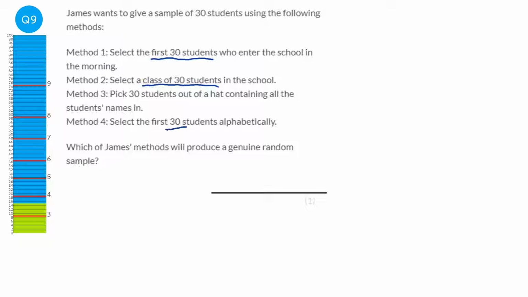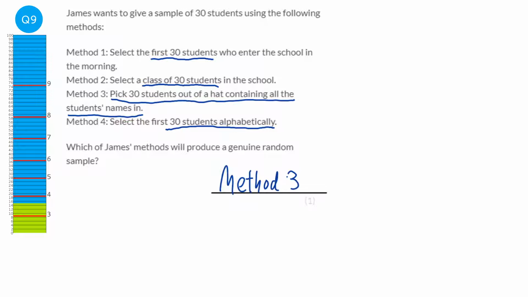It might seem that it's fair picking the first 30 students alphabetically, so A to F or whatever, but again, that's not fair because the people at the end of the register don't have an equal chance of being picked. So you need to make sure everyone in your population has an equal chance of being picked. So picking 30 students out of a hat containing all the students' names in is definitely the fairest way of picking a sample from this list.